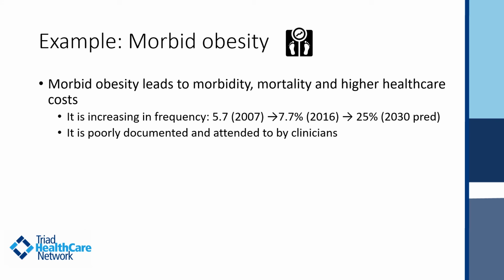Another example that I'd like to run through real quick is morbid obesity. Morbid obesity leads to morbidity, mortality, and higher healthcare costs, and it's increasing in frequency. It was about 5.7% of the population in the United States in 2007, up to 7.7% in 2016. Some experts predict it could be as high as 25% in 2030. Yet it's been poorly documented and attended to by many clinicians. In a 2018 study, only 55% of obese patients had actually been told they were obese by their medical providers.